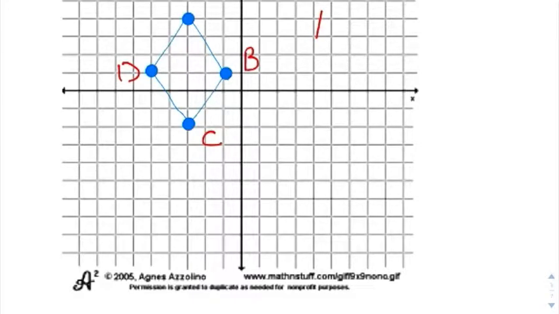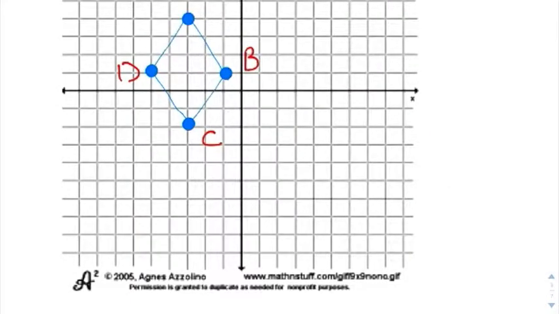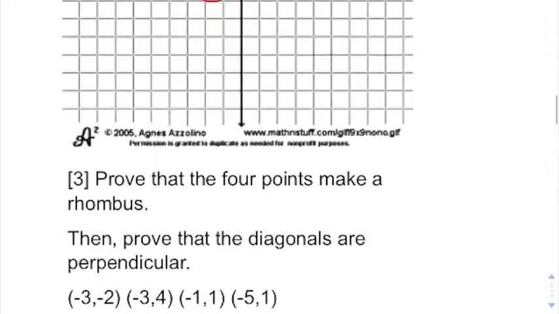Video number 3. So again, if you watched the other two videos, you're going to see very similar steps, similar themes, similar everything. I'm just trying to make sure you can see how to do this and formalize it. So let's talk rhombus. Let's prove the 4 points to make a rhombus.